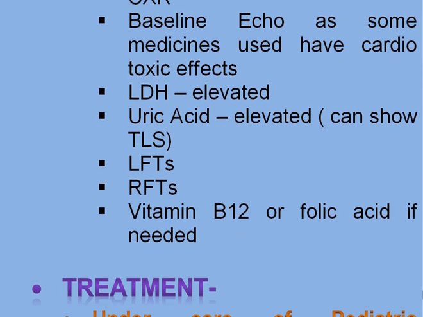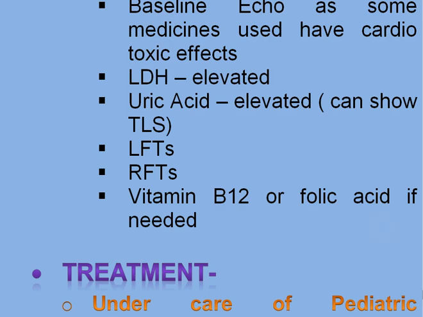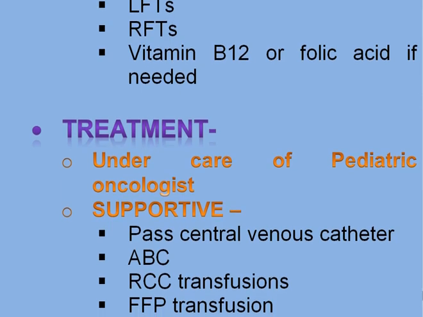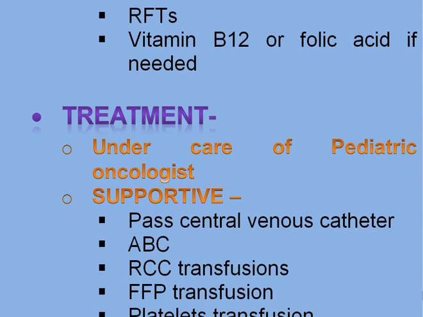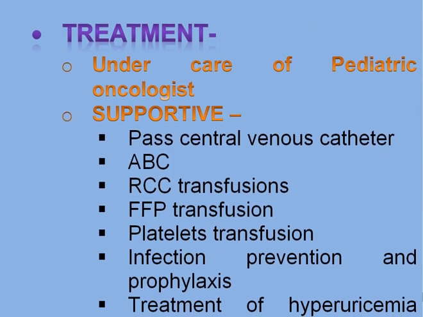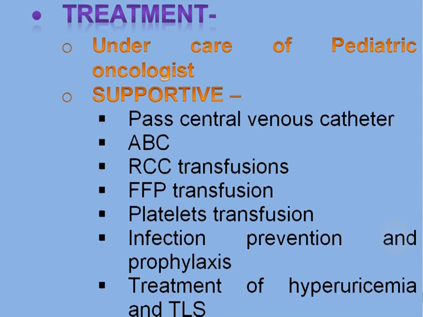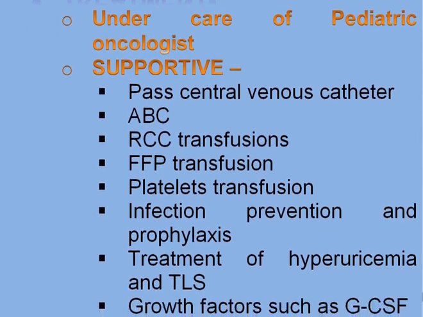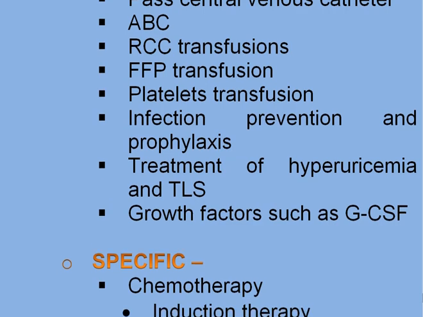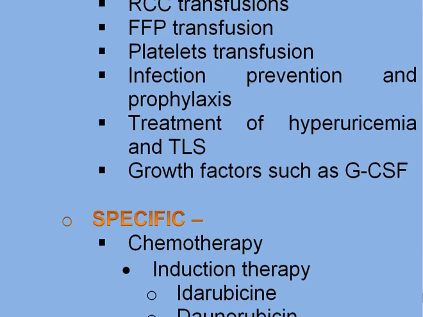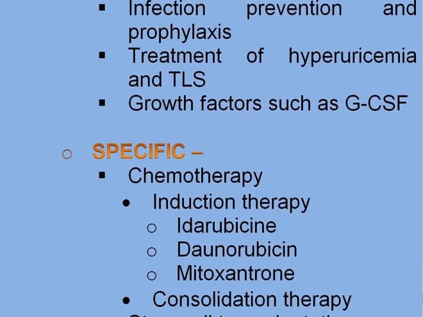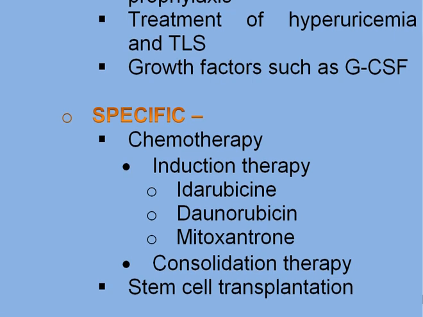Treatment: the child should be under the care of a pediatric oncologist. For supportive treatment, you pass a central venous catheter, airway, breathing, circulation, RBC transfusion if decreased hemoglobin, FFP transfusion if bleeding, platelet transfusion if they are low. Infection prevention and prophylaxis, treatment of hyperuricemia and TLS, growth factors such as GCSF. Specific treatment is chemotherapy, which includes the induction phase, consisting of idarubicin, daunorubicin, or mitoxantrone, and consolidation therapy, and stem cell transplantation.